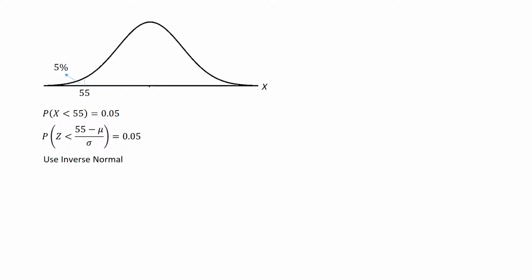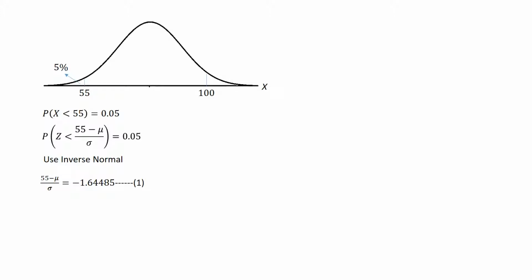Then we can use inverse normal by key in 0.05 as area and 0 and 1 for mean and standard deviation respectively. So we have a value of negative 1.64485 from the calculator, and this value equals to 55 minus mean divide standard deviation. So this is our first equation.